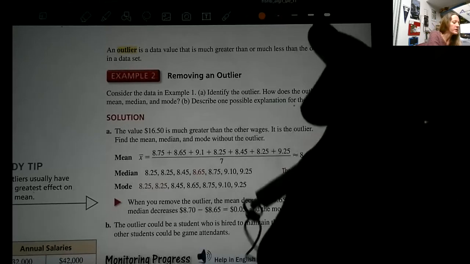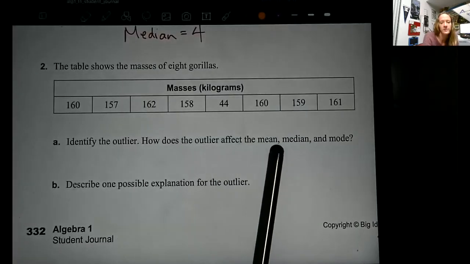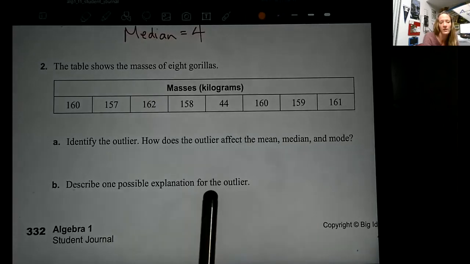Okay. When we go back into the student journal, once again, we're not going to make a big deal about this one as far as solving for its mean, its median, its mode, and practicing that all over again.